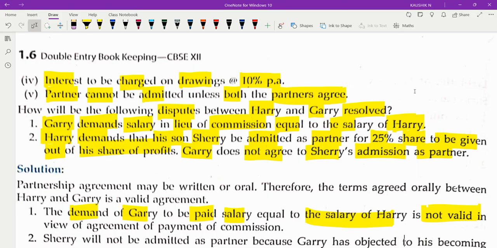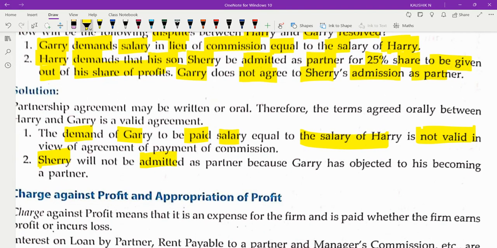So you'll write in simple terms like, Sherry cannot be admitted as a partner because Gary is not accepting the proposal. So you'll write here, Sherry will not be admitted as a partner, because Gary is objecting to him becoming a partner. So, are you able to understand the concept of partnership deed, whether it is a written document or an oral document, acceptable or not acceptable, what is provided, what is not provided? Any doubt in this concept?